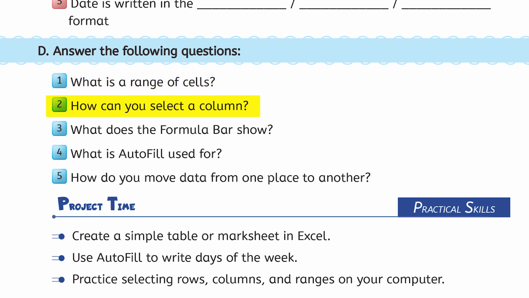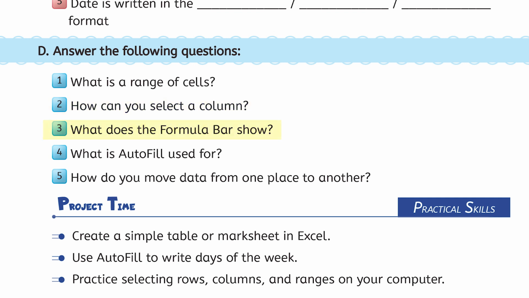Question number 2. How can you select a column? Steps to select a column. Look at the column letters at the top of the sheet. Move the mouse over the column letter, for example D. Click once on the letter D. The entire column D becomes highlighted.